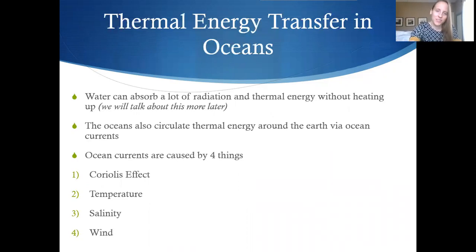So, thermal energy transfer in the ocean. Water can absorb a lot of radiation and thermal energy without actually heating up. And the ocean currents can then circulate that thermal energy around the Earth. There are 4 different things that cause the ocean currents. One is the Coriolis effect, this effect of the Earth spinning on its axis. One is temperature, one is salinity or saltiness, and the other is wind.